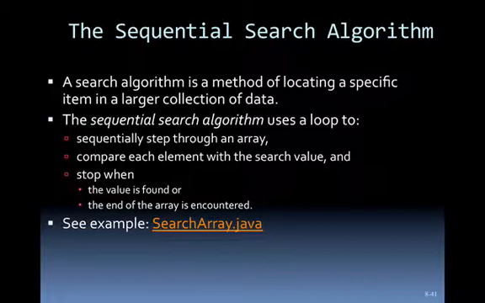Basically, we're going to use a loop, and we're going to step through each element in the array or in the list, and we're going to compare each element to the value that we're searching for, and we're going to stop when either A, we've hit the end, or B, the value is found. And we're going to look at a couple of example programs that do exactly that.